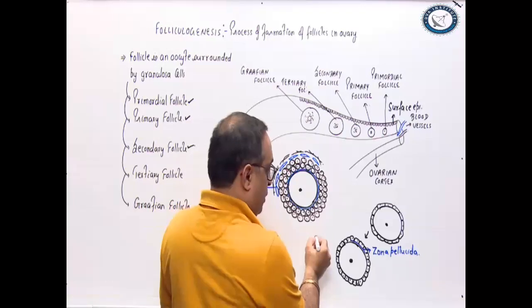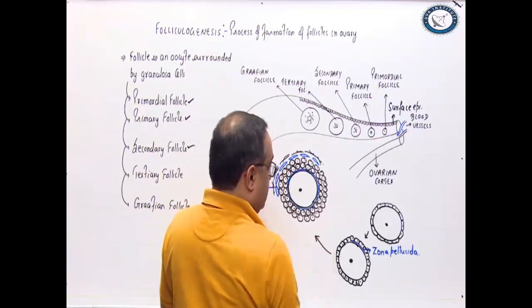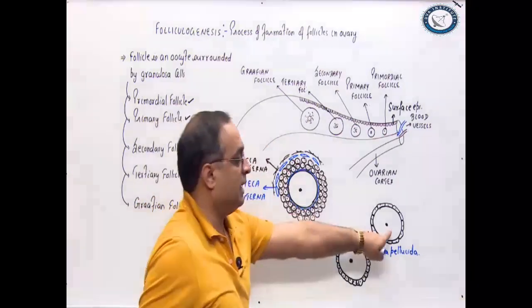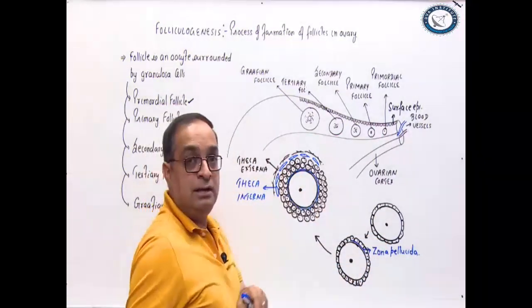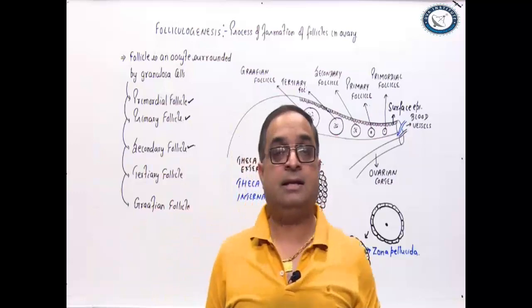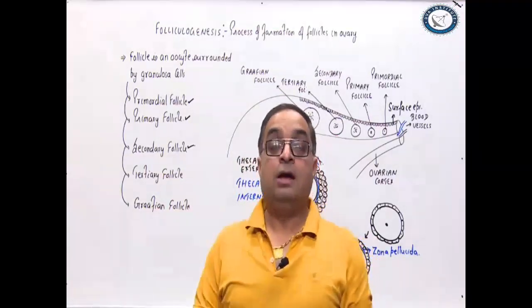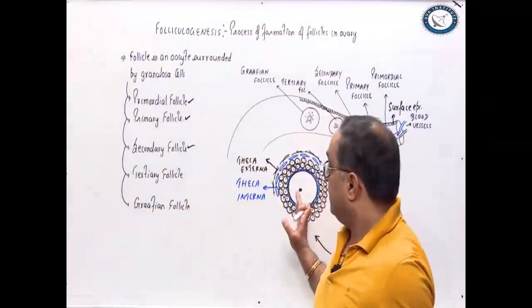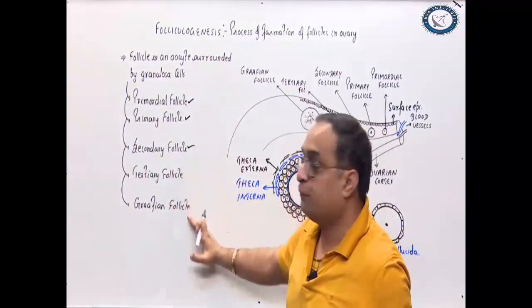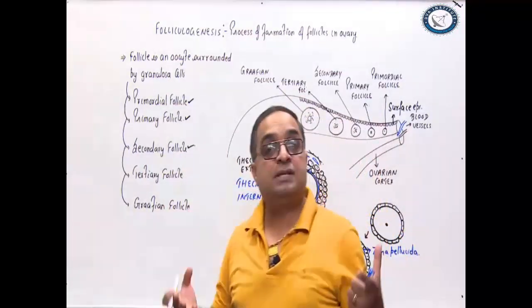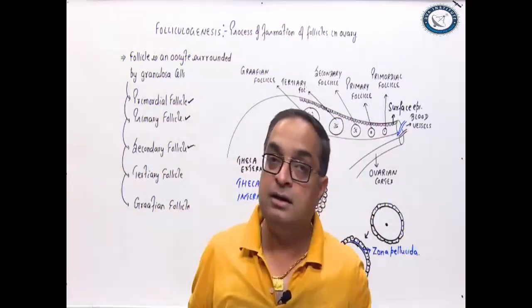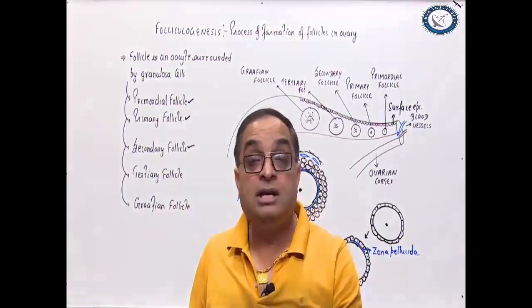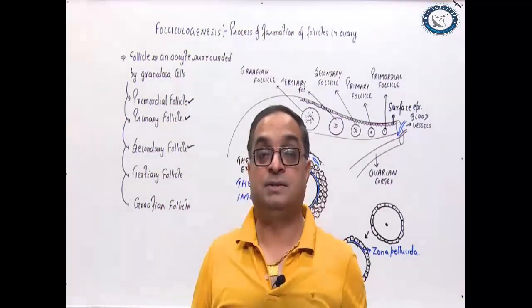Clear? This structure is what? It is secondary follicle. This was primordial follicle, primary follicle, secondary follicle. Next is tertiary follicle and then Graafian follicle. Now what happens when this secondary follicle is going to develop further? The granulosa cells, they further increase in number. Overall size of the follicle increases. Formation of thecal layers is completed.